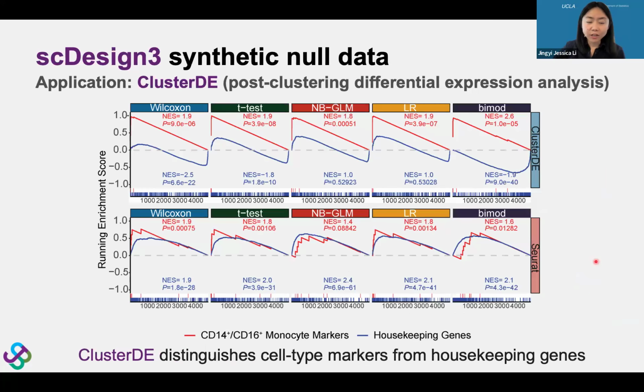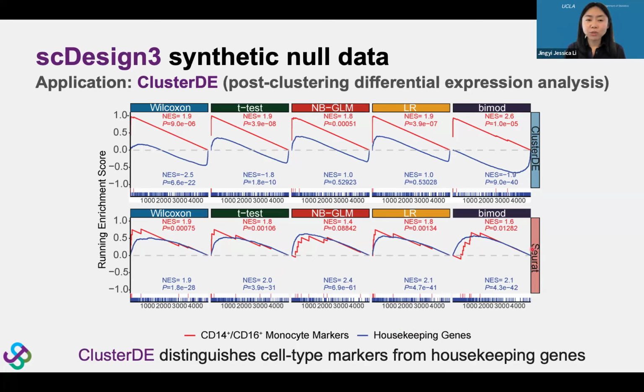Furthermore, using those same two sets of genes, we perform the so-called gene set enrichment analysis, which is a commonly used bioinformatic analysis to see where a set of genes is located in your top ranked gene list. We see that marker genes are ranked more toward the top in our result, and housekeeping genes are ranked more toward the bottom in our result.